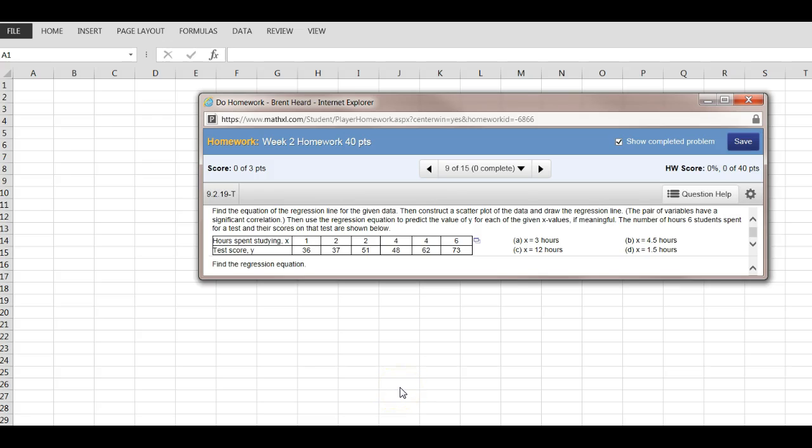If you do not have Excel 2013, I'm pretty sure that it's available in Citrix, and you can get it and do it virtually in the Citrix lab. But let's go ahead and take a look at this one.